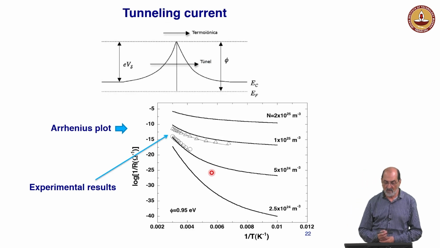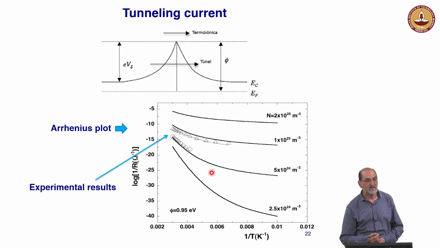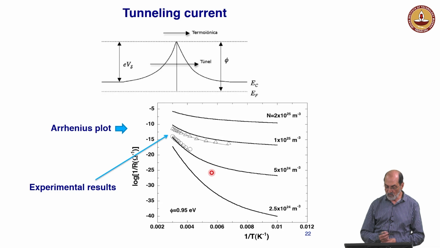So how can we explain that the experiments show some curvature in an Arrhenius plot? Well, it's much easier, without making things more complicated, by considering the tunneling contribution. I'm the tunneling man. I like tunneling. So if we take into account tunneling, the current naturally gives this curvature.